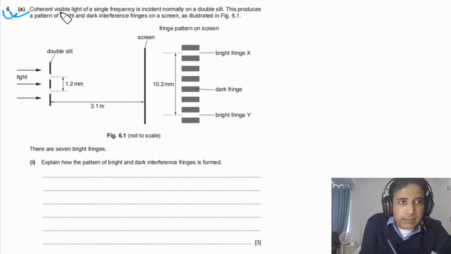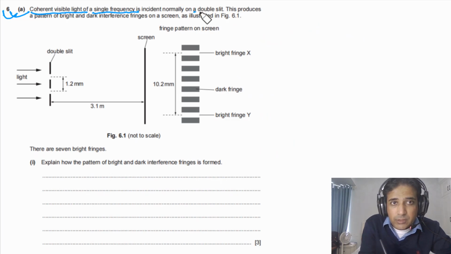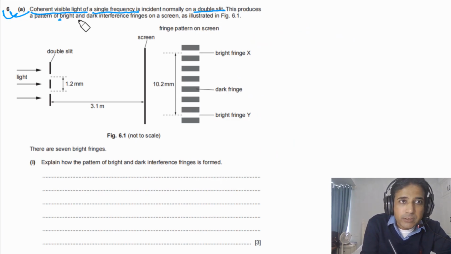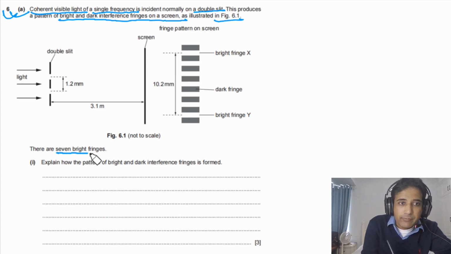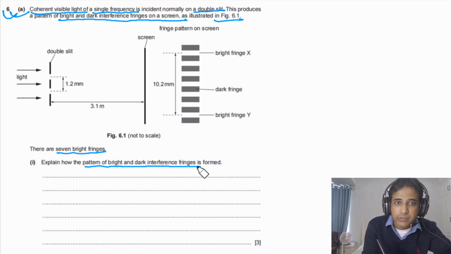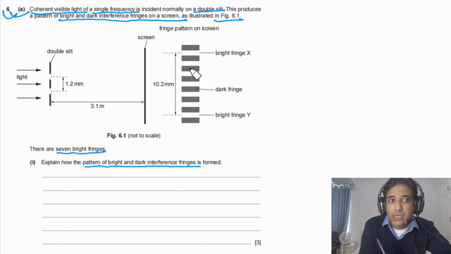Question 6 part A says coherent visible light of a single frequency is incident on a double slit. This produces a pattern of bright and dark interference fringes on a screen as illustrated in figure 6.1. There are 7 bright fringes. For part 1, explain how the pattern of bright and dark interference fringes is formed. Meaning, how these bright and dark fringes are formed.